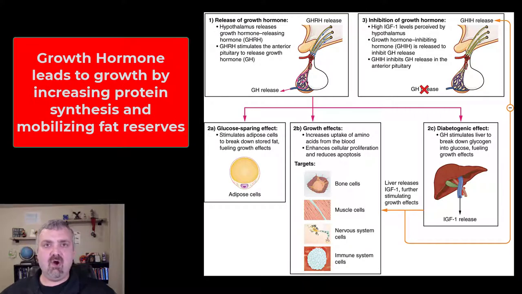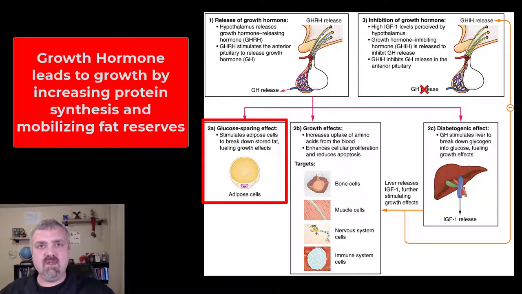I have already mentioned that its target is all cells in the body. You'll see that there are certain cell types that it really, really stimulates, but the target would be all cells. So let's just go through the list here. First we have a glucose sparing effect. One of the main things growth hormone does is that it tells your body to burn more fat for fuel. So you can preserve glucose for growth instead of just basic metabolism.